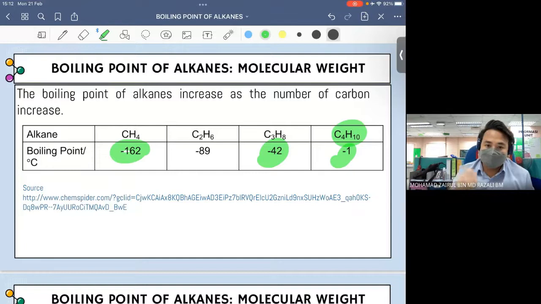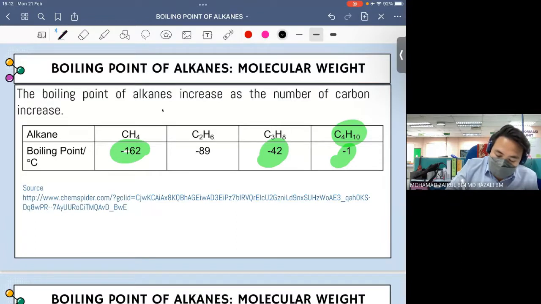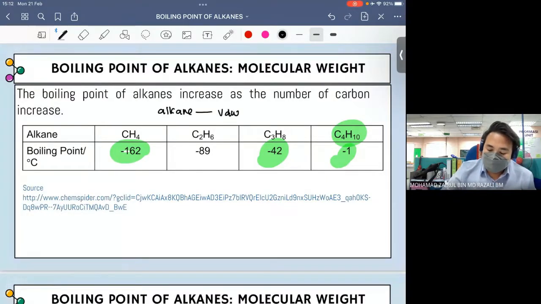Tapi sebab apa? Sebab kita kena tengok alkane, kita tengok dia punya intermolecular forces tu. Alkane, the intermolecular forces that exist between molecules of alkane adalah van der Waals forces. So in general, for van der Waals forces, there are 3 factors that will affect it. First is polarizability.